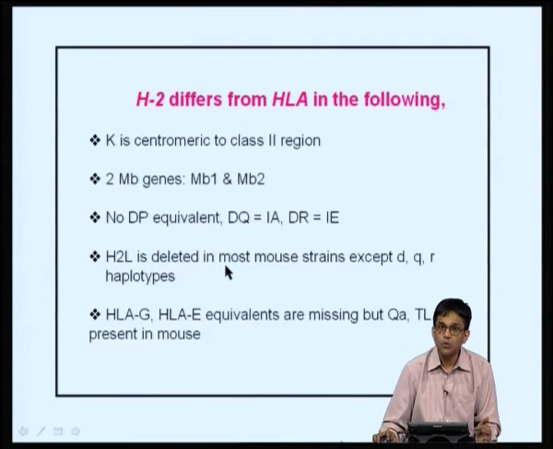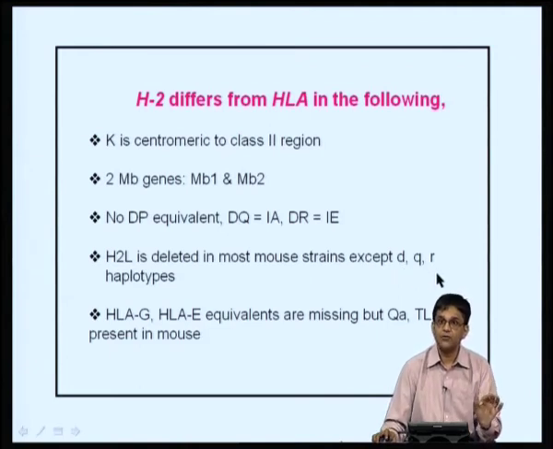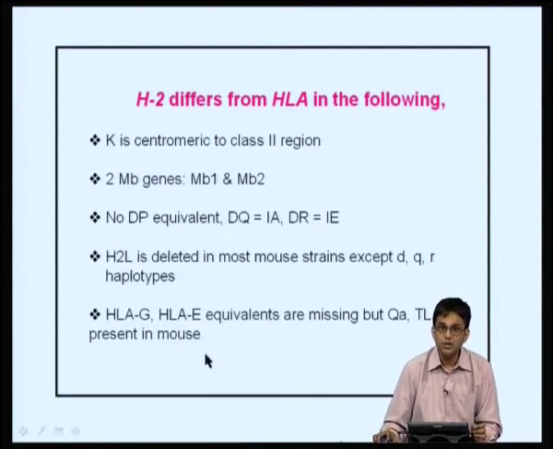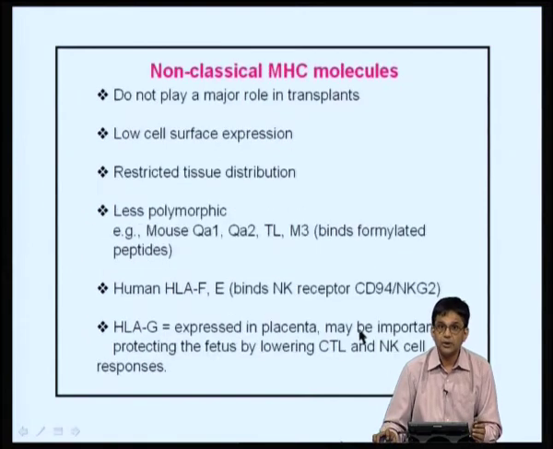H2L is deleted in most mouse strains except for some haplotypes which are shown over here, and these are those variants. The haplotypes are the H2D, H2Q or H2R. So, that represents the variant form H2D. Now, HLA G and HLA E equivalents are missing in H2, but Q and TL are present. Both Q and TL, or thymic leukemia antigens, are non-classical MHC molecules.